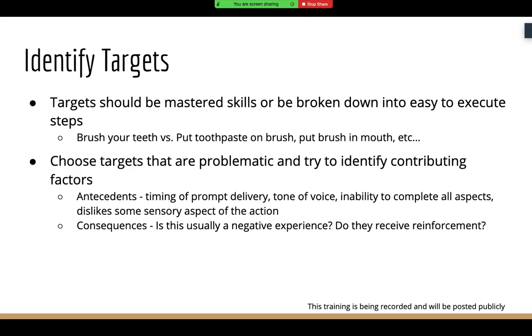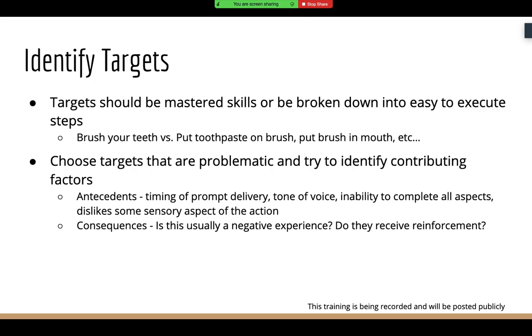And then choose targets that are problematic and try to identify what's contributing to those targets being a problem. So again, with the idea of toothbrushing, if this is consistently problematic, you'd want to look at those antecedents and consequences. The behavior you're looking for is brushing your teeth. When mom or dad or grandma says it's time to go brush your teeth, that's when you want the child to go do it. But are there some factors that are contributing that you can change around as the caregiver to try to make it so it's more likely the child will follow through with that instruction?